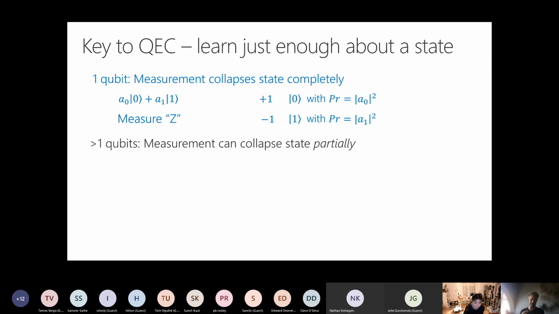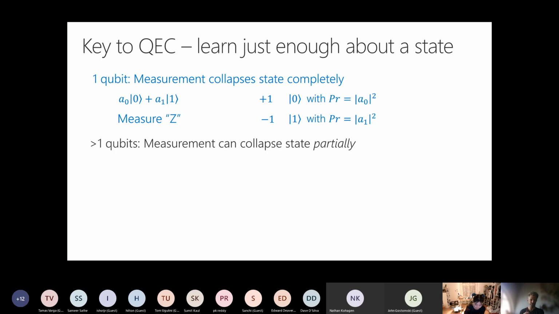Another thing that I'll point out here, I don't know if you discussed, is measuring Z here. So this just means that we're measuring in a particular basis. You could measure in another basis. So we're measuring in the 0, 1 basis. You could measure in another basis instead of that, which is important for quantum error correction.